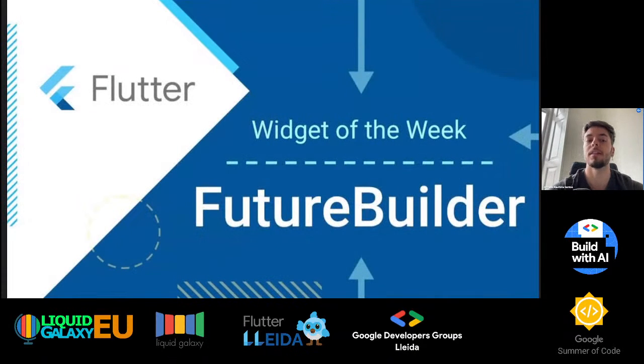To display in the UI, the easiest way to display this asynchronous content is to use FutureBuilder. If you don't know about FutureBuilder, from the Flutter team there is a series of videos about widgets. So you can go to the Flutter channel on YouTube and search FutureBuilder, and you are going to see the videos about the FutureBuilder. It's very easy to use. I'm going to show you.